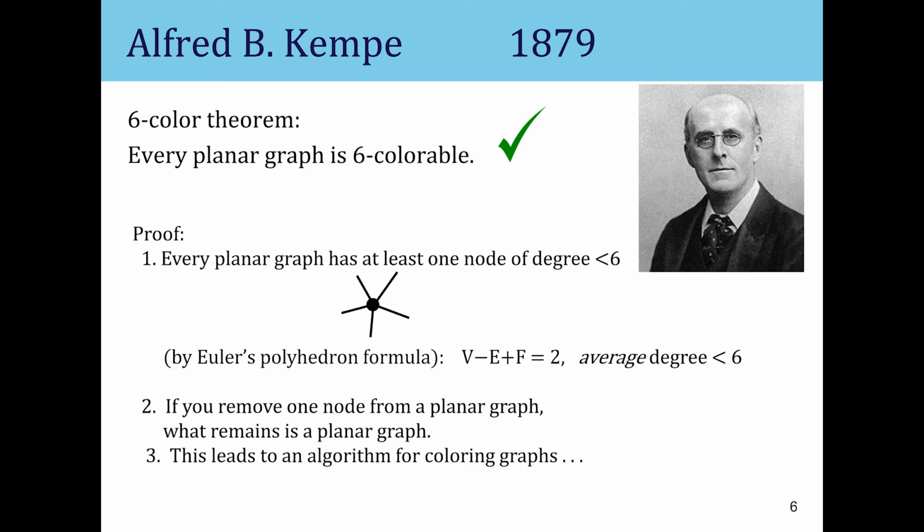And here's a theorem. Every planar graph has at least one node of degree less than 6. That's provable from Euler's formula about the number of vertices and the number of edges and the number of faces in a graph. So the average degree of the nodes must be less than 6. So there must be some node of degree 5 or less. And if you remove one node from a planar graph, the result is a planar graph, because you're only taking away stuff. And this leads to an algorithm for coloring graphs.